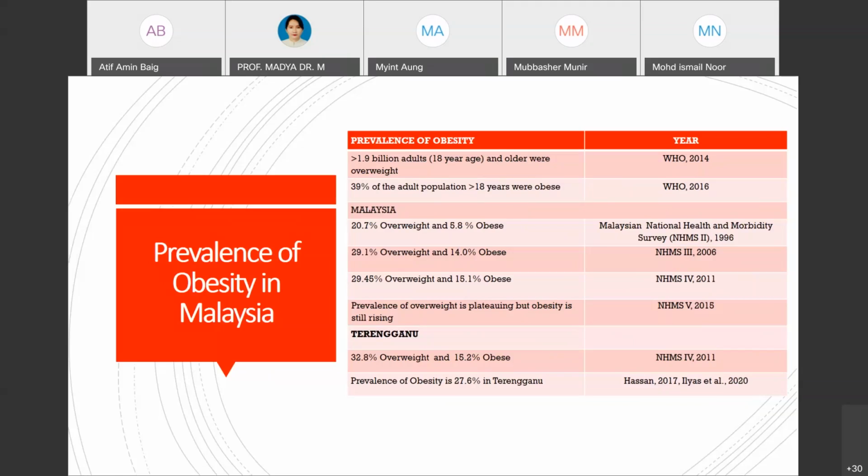But interestingly, recently with our students, in two researches done by our group, we found it's now 27.6% in Terengganu, which is too high, because we remember when we started this project, it was only 14 point something. So this is another thing which we need to consider for the future.